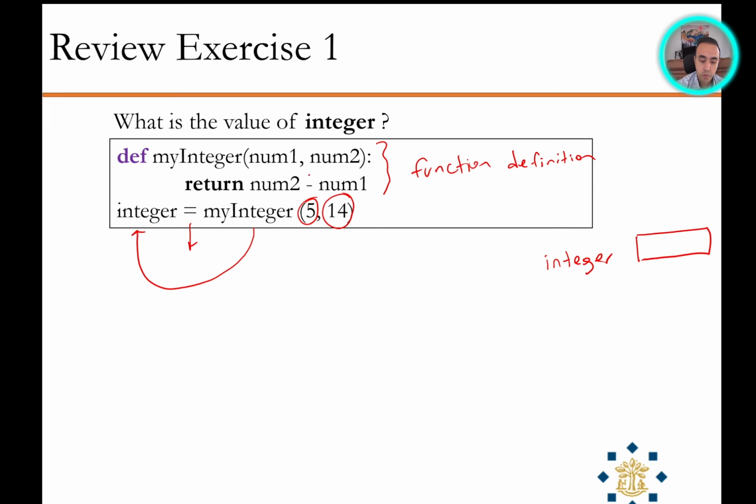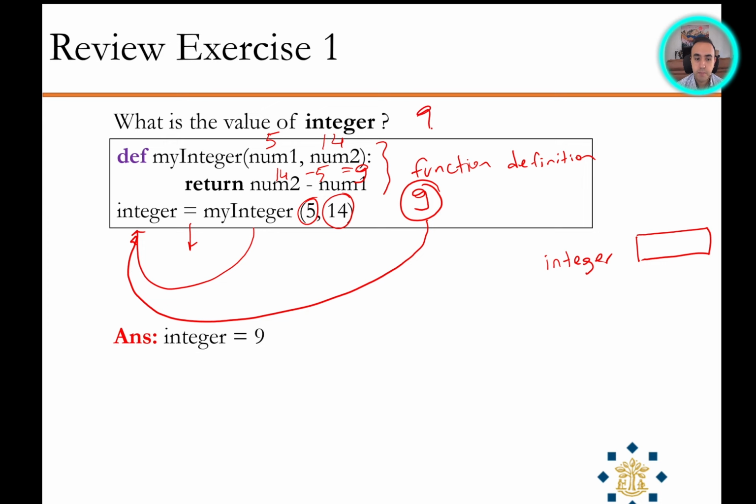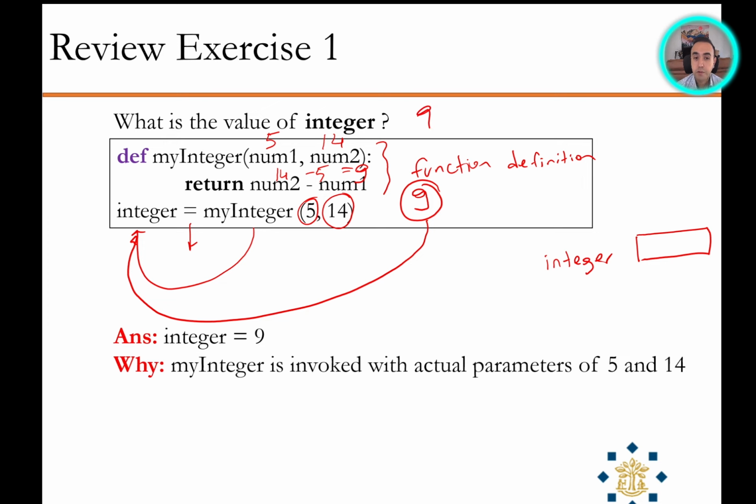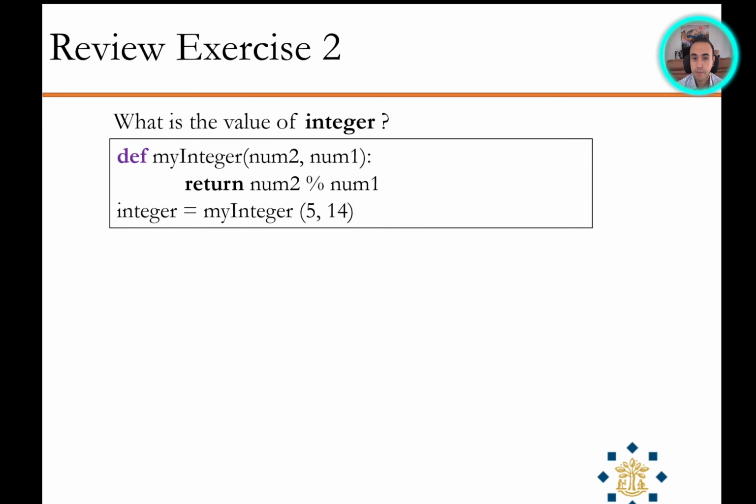So 5 becomes num1, 14 becomes num2. And what do we return? We return num2 minus num1, 14 minus 5, 9, right? So 9 is returned to integer. So that is the value of the integer, it's 9. So we invoke my integer with actual parameters 5 and 14. And then my integer returns the value of 14 minus 5, that is 9.